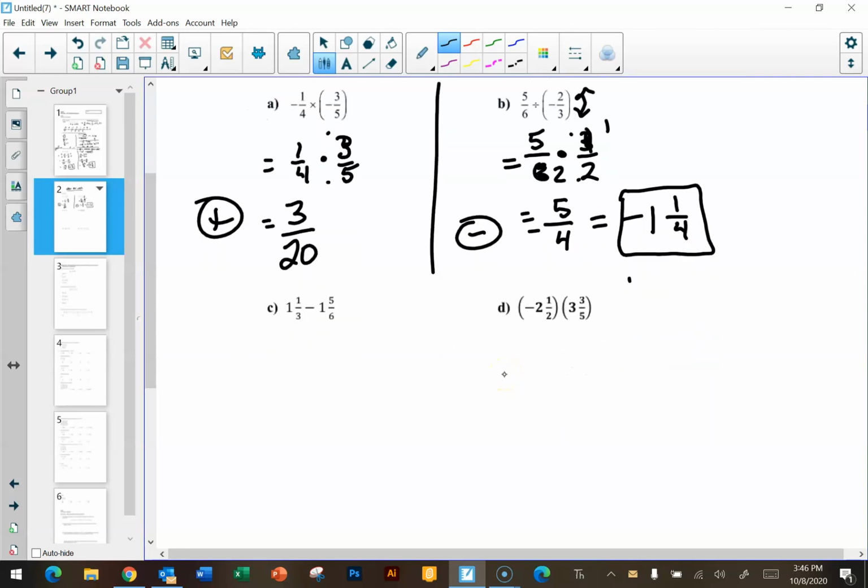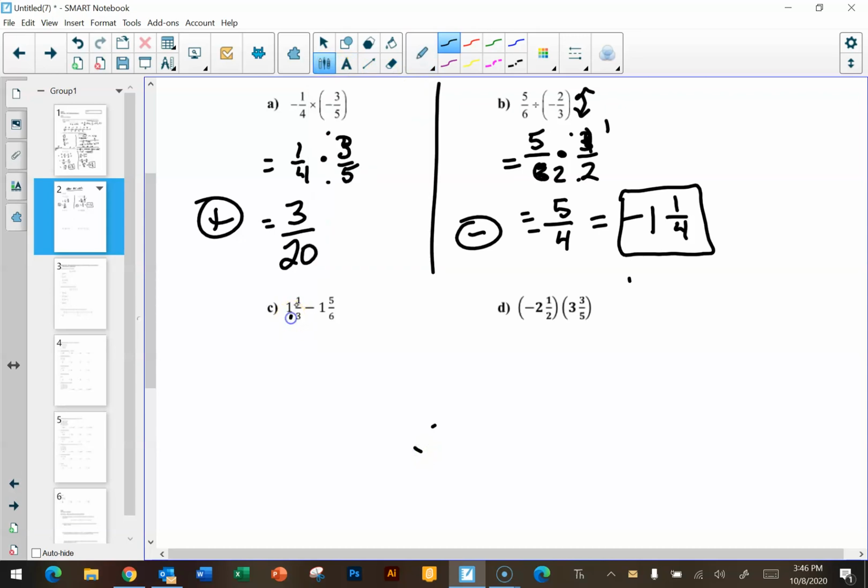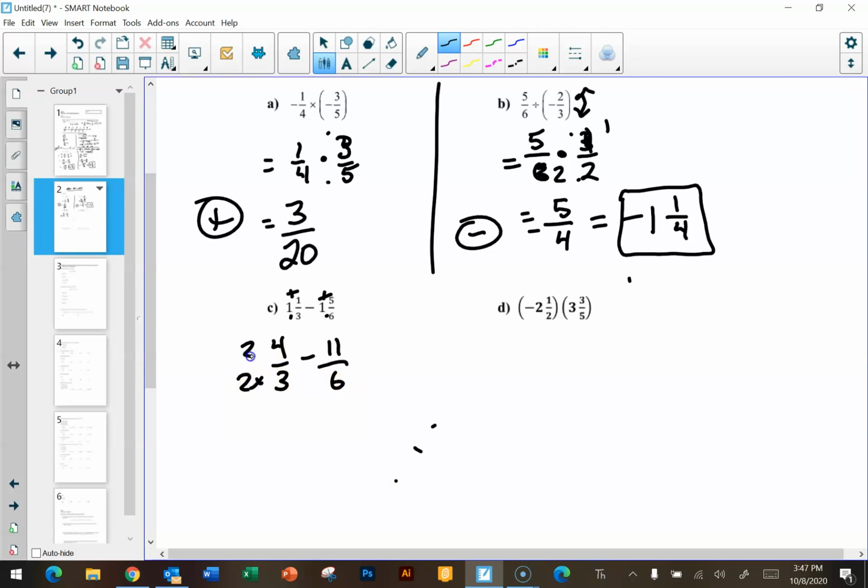Done. Got subtraction here. Okay, but we've got mixed numbers, so let's convert them. So 3 times 1 plus 1 is 4 over 3. Subtract 6 times 1, 6 plus 5 is 11 over 6. Subtraction, so I need a common denominator. Can I easily turn a 3 into a 6 with multiplication? Yes, I can. If I multiply by 2, whatever I do to the bottom, I have to do to the top. So what does that leave us with?